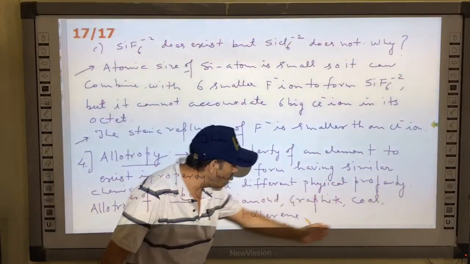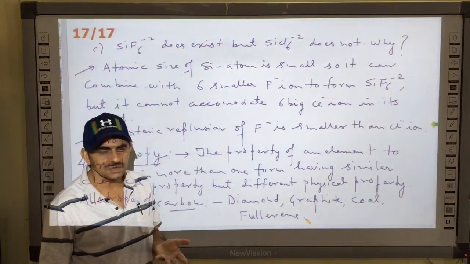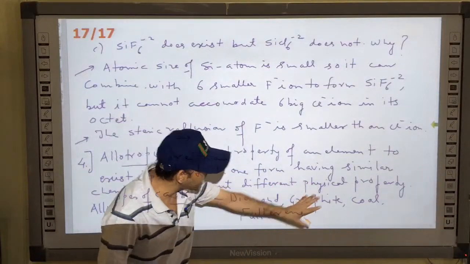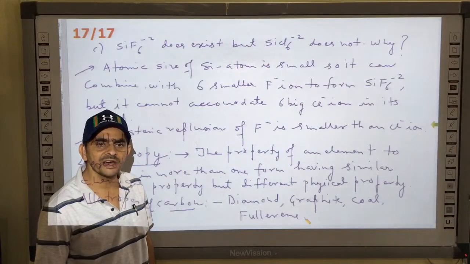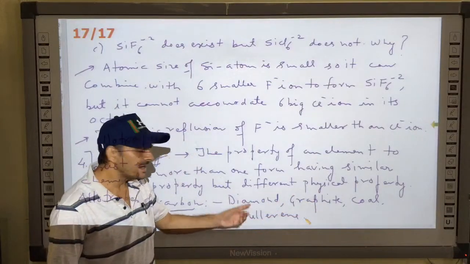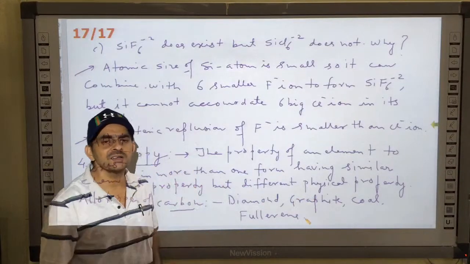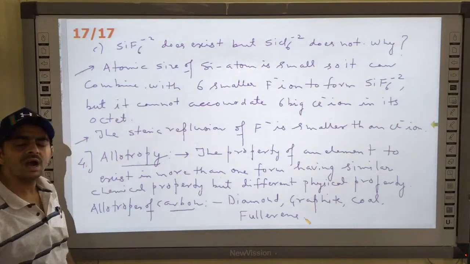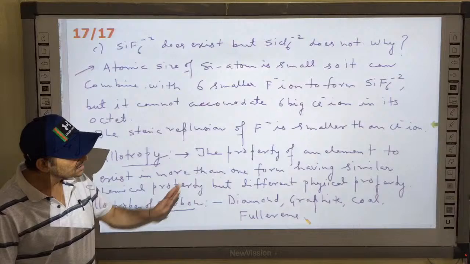If you react all of these with air, they form carbon dioxide. Understood? But their physical properties are entirely different. You have heard about diamond and graphite. Diamond is hard, graphite is soft. Diamond is a bad conductor of electricity, graphite a good conductor. Diamond is lustrous, graphite is non-lustrous. So their physical properties are different, but their chemical properties are entirely the same. This property is known as allotropy. Understood? Clear?